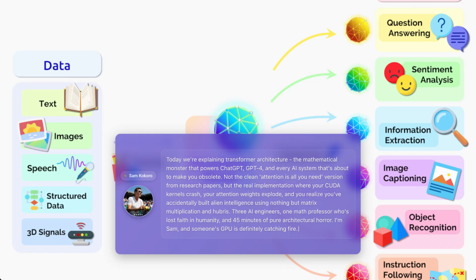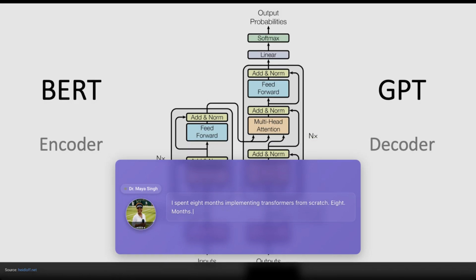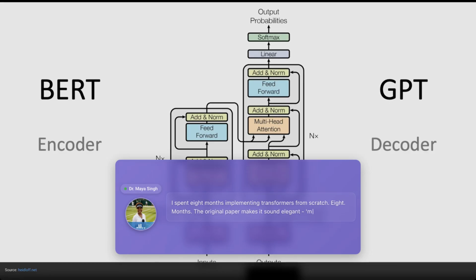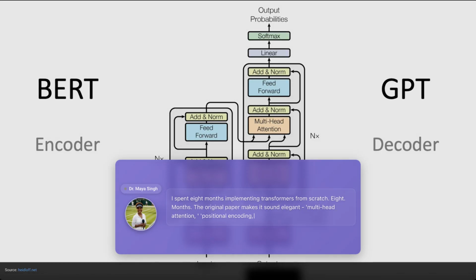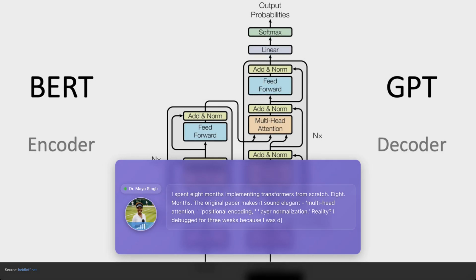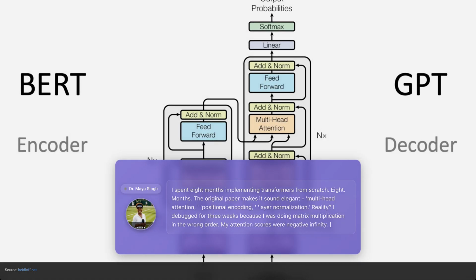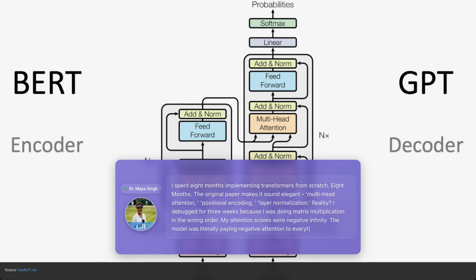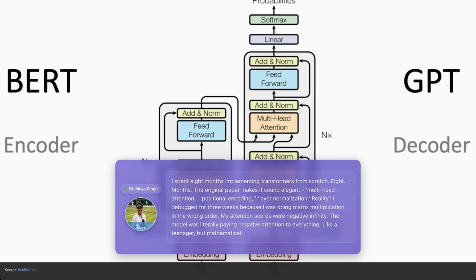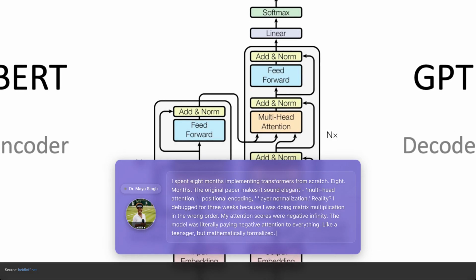I'm Sam, and someone's GPU is definitely catching fire. I spent 8 months implementing transformers from scratch. 8 months. The original paper makes it sound elegant: multi-head attention, positional encoding, layer normalization. Reality: I debugged for 3 weeks because I was doing matrix multiplication in the wrong order. My attention scores were negative infinity. The model was literally paying negative attention to everything. Like a teenager, but mathematically formalized.